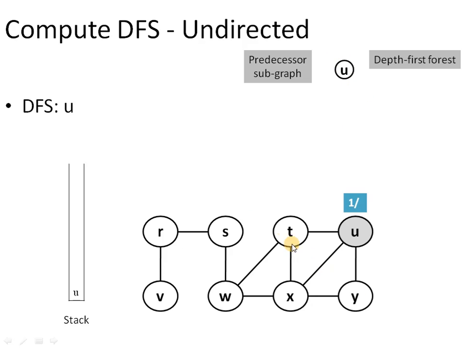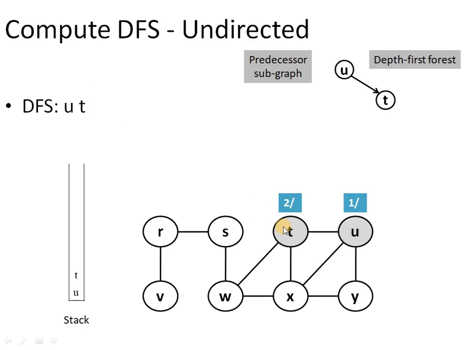Okay, next we have chosen T. So that means we have discovered T now. So for the timestamp, we will increase its value by 1. So it becomes 2, and at time 2, we have discovered this vertex T. So since we have discovered it, we have to add it to the DFS sequence.